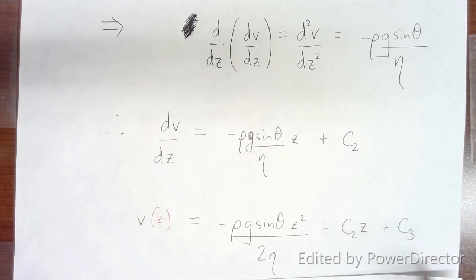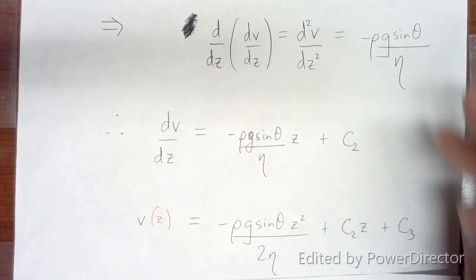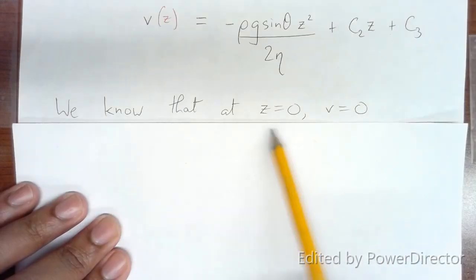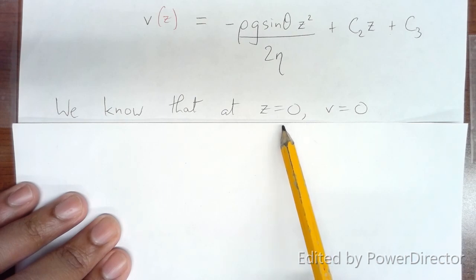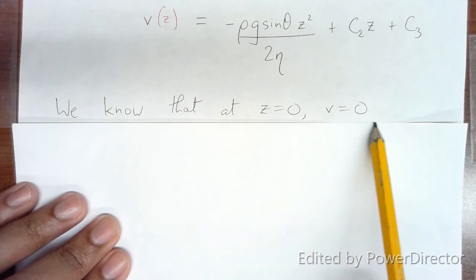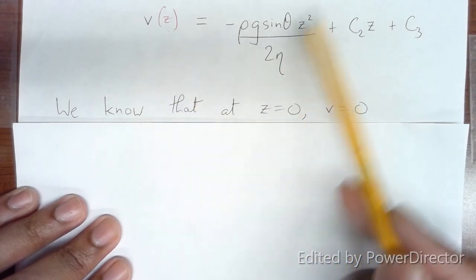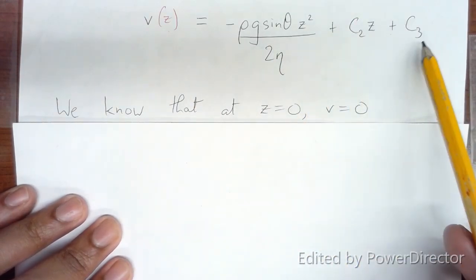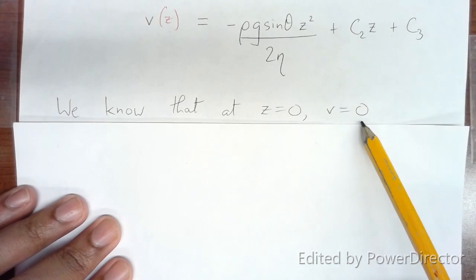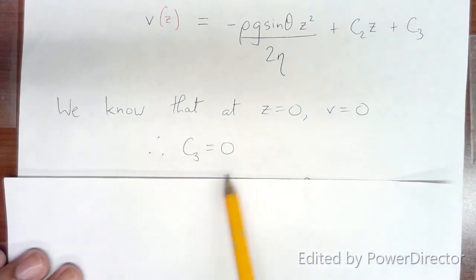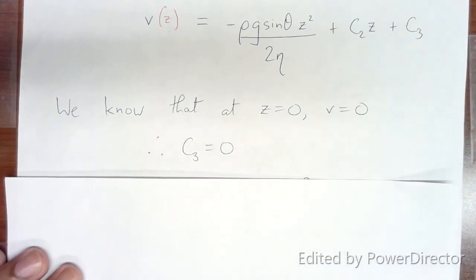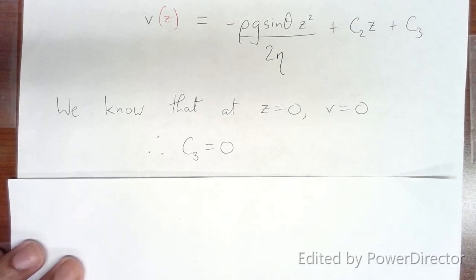But we have two constants, so let's see what we can say about them. Well, we know that at z equals 0, that's at the riverbed, we expect that since the riverbed is stationary, the water right next to it should be stationary as well, so the velocity should be 0. So we can set z equals 0, this term will go away, this term will go away, so we're left with just c3, but that should be 0 as well. So that fixes c3 for us. But we're still left with c2.